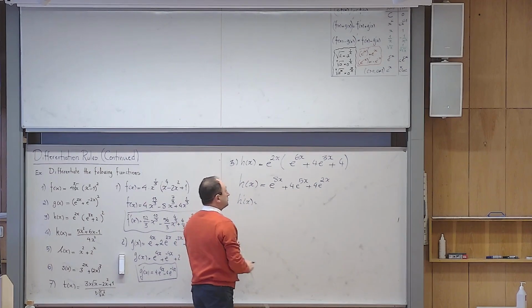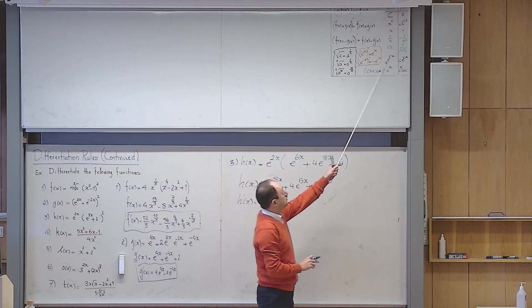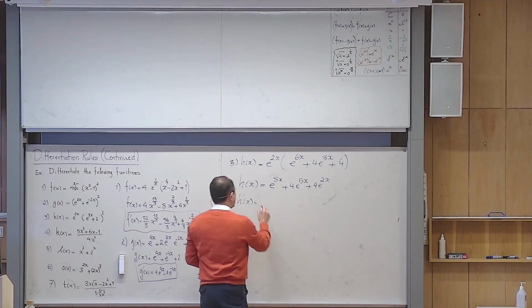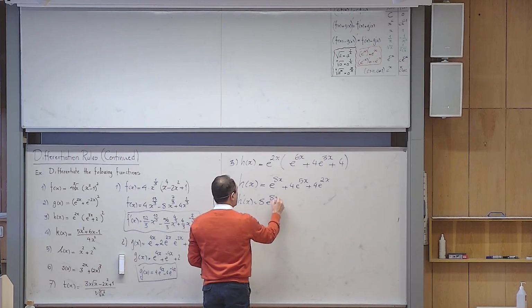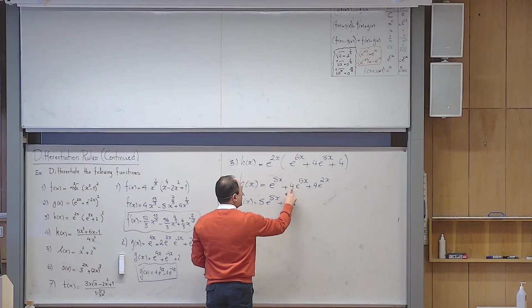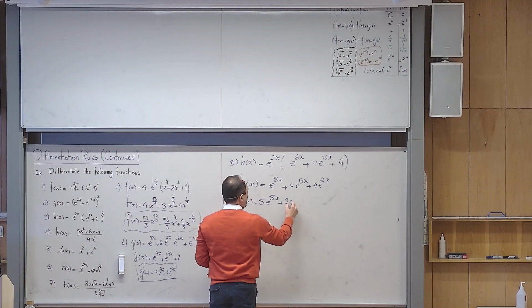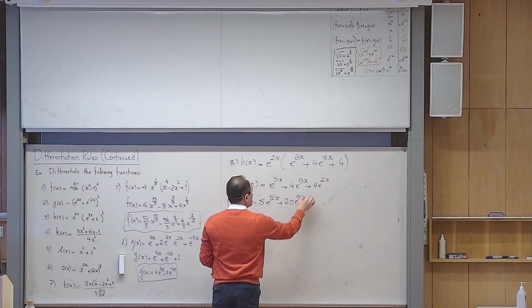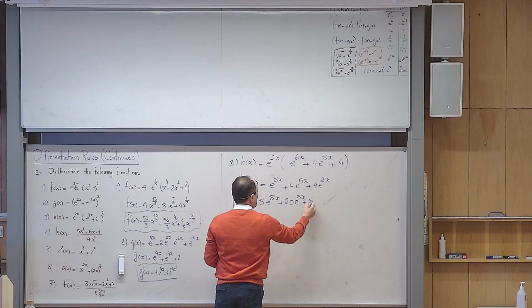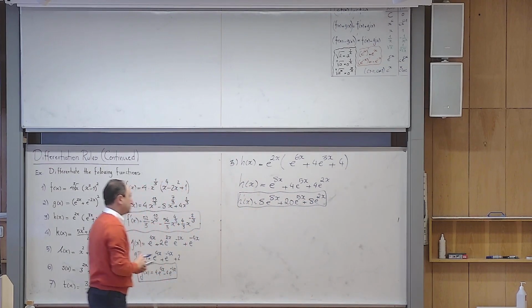I use the same formula here for all of them. So this becomes 8 e to power 8x. 5 goes down, there is a 4 here, so this becomes 20 e to power 5x, and then 2 goes down, it becomes 8 e to power 2x. So that is the derivative of the next one.